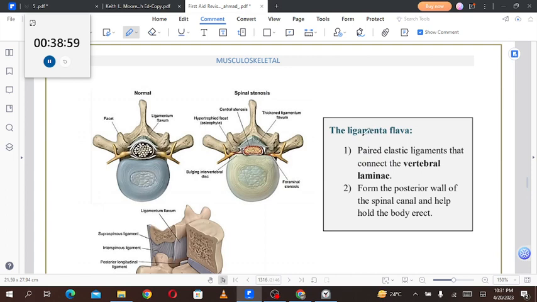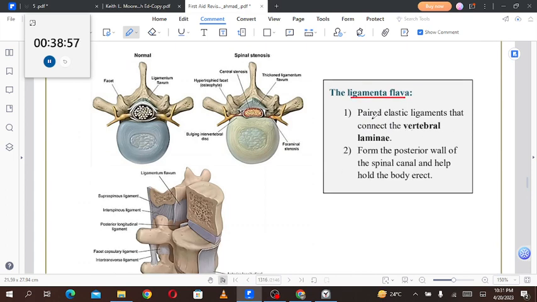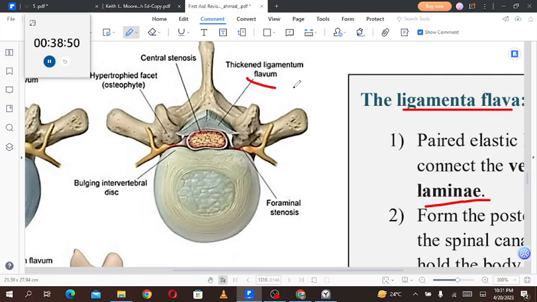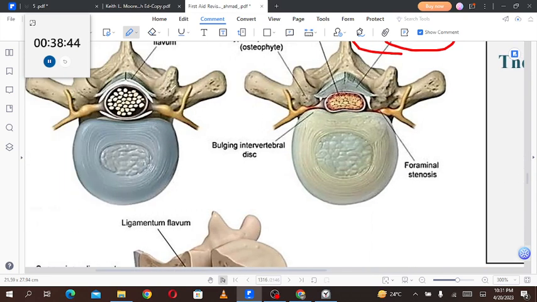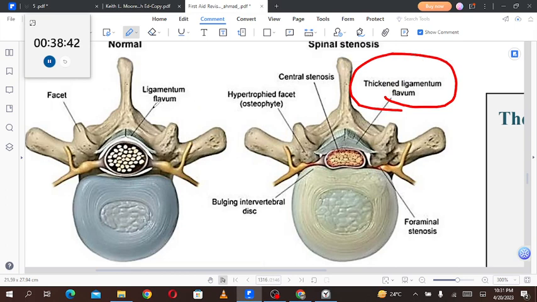Then let's talk about the ligamentum flava. What is meant by that? Paired elastic ligaments that connect the vertebral laminae. Here you can see thickened ligamentum flavum, and this is a normal ligamentum flavum over here. If it is thickened, it will cause compression of the spinal canal. The spinal canal is basically the space that houses the spinal cord in the vertebral bodies.